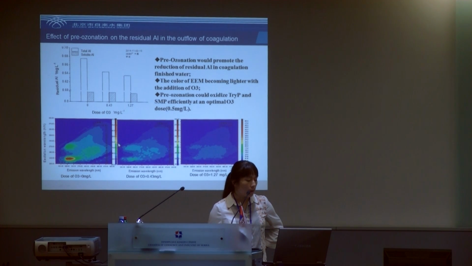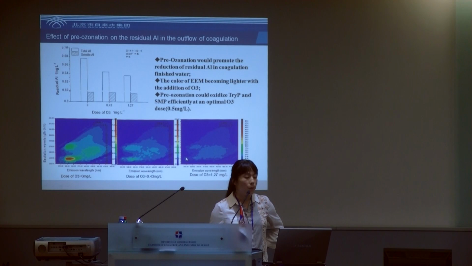The other three figures are the EEM analysis with different dose of ozone. The first one is with dose 0, and the second one, the dose is about 0.5 microgram per liter. And the third one, the dose is about 1.3 microgram per liter. We could see from the three figures, the pre-oxidation could oxidize protein and SMP efficiently, and the optimal ozone dose is about 0.5 microgram per liter.